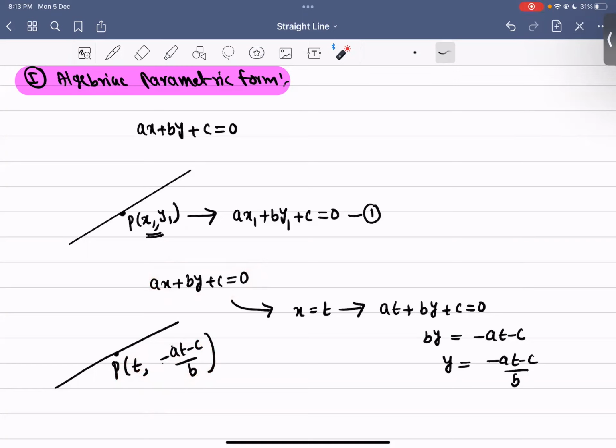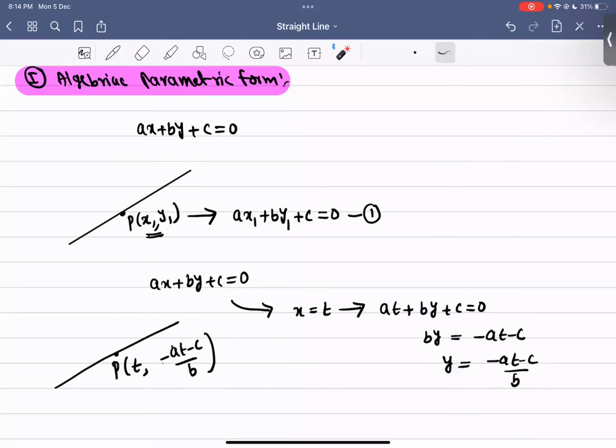That's why you need not write any equation. Now here, how many parameters are there? 2. We need to solve how many variables? 2 variables. Here, how many variables are there in this one? Only t. If you solve for t, that's enough. That's why this is easier, considering the algebraic parameter.